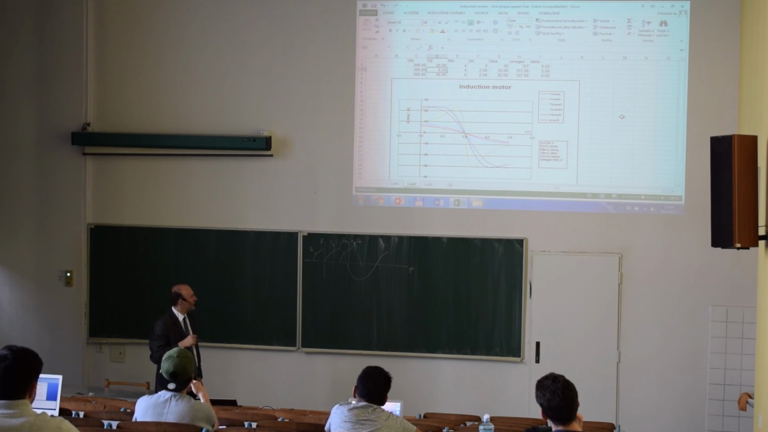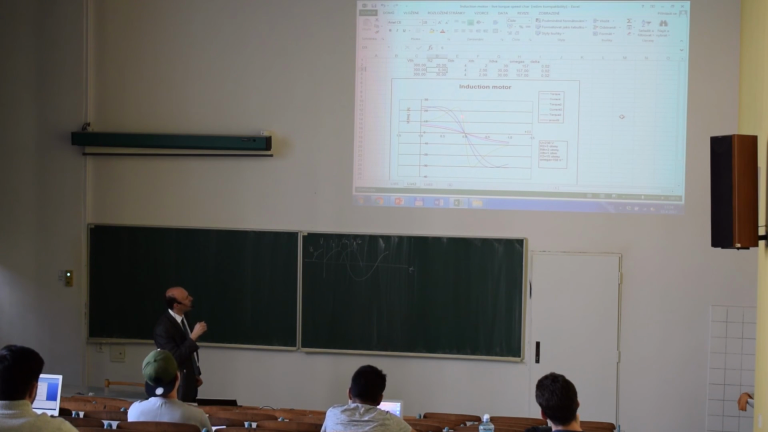If this is a squirrel cage motor, then you can't change anything. So for a squirrel cage motor, you have defined parameters, and this will give you some torque speed characteristic which you can't change.